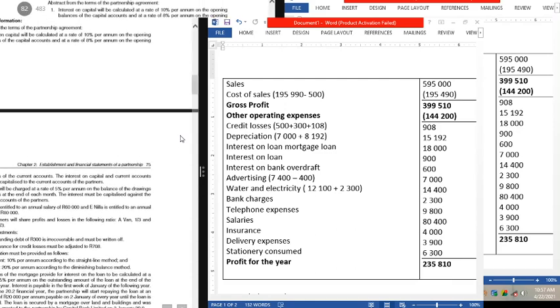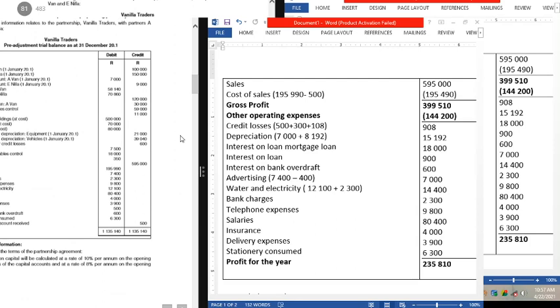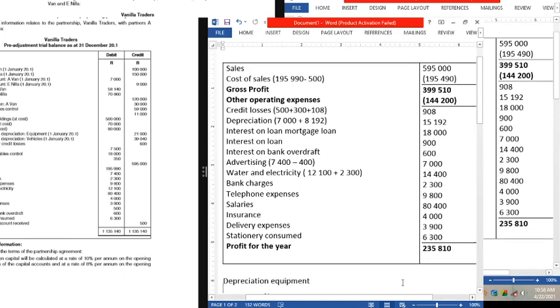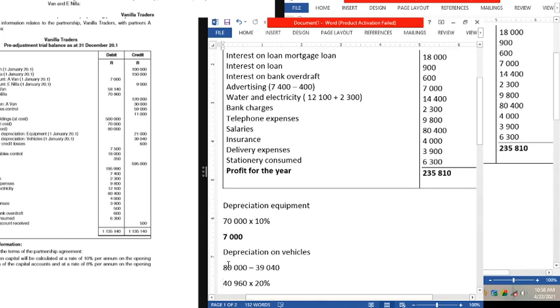Let's go to our trial balance to look at the cost. So for equipment, it's 70,000. This is the cost of equipment. So you take the cost and multiply by the percentage. It's 70,000 times 10%. I did the workings here also. It's simply 70,000 times 10%. You get 7,000. 7,000 is our answer.